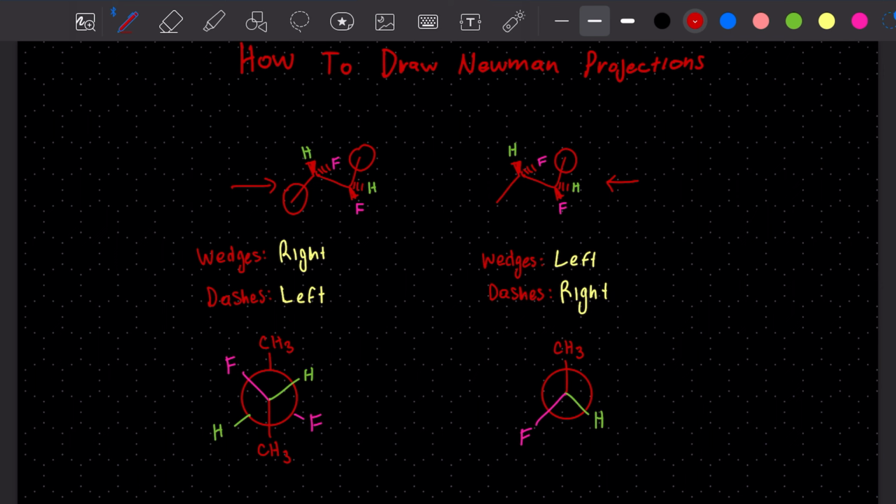Let's now look at the back carbon. Directly down is going to be a CH3. So it's going to look like that. Now, our hydrogen this time is on a wedge. So it's going to be going to the left side. So it's going to look like that. And finally, our fluorine is on a dash. So it's going to go to the right side.